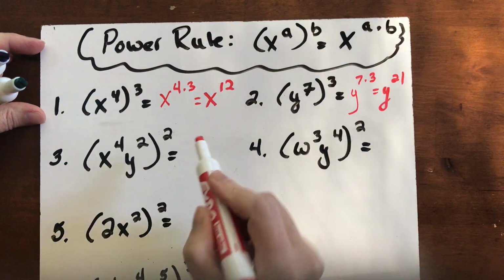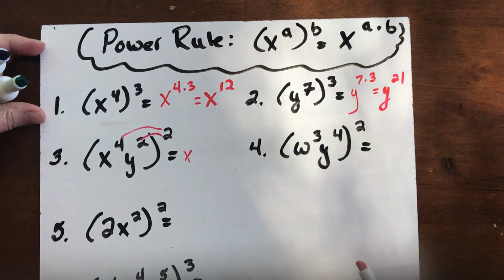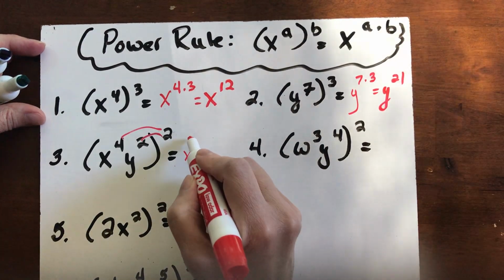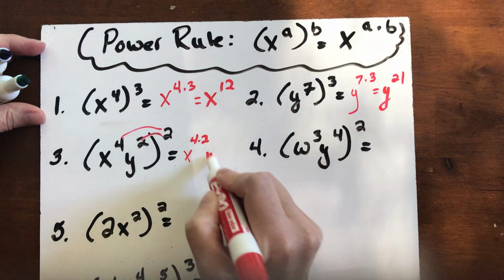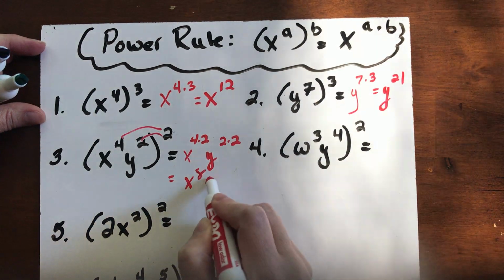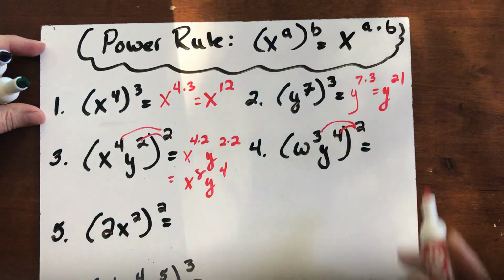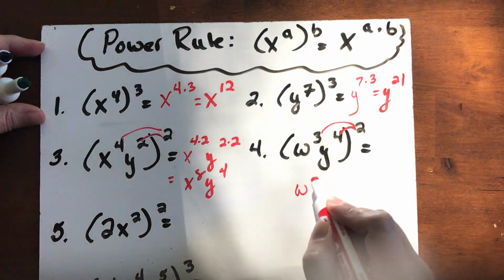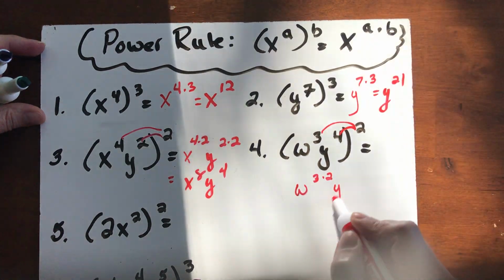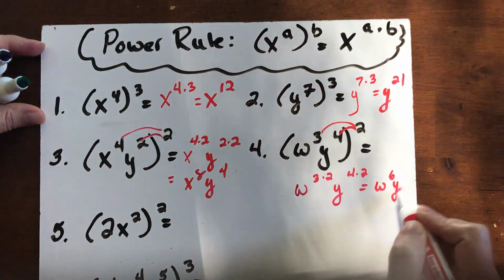Okay, here you just have 2 different bases. So you have x, it's like grandma, it's kind of like the street property. Grandma comes in and kisses everybody, so you have x to the 4 times 2 and y to the 2 times 2. So you have x to the 8 and y to the 4. Same thing here, you've got to multiply it by each exponent. So we have w to the 3 times 2, y to the 4 times 2, and you get w to the 6 and y to the 8.